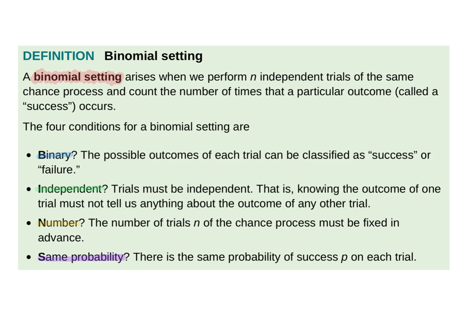The third condition is number. The number of trials n of the chance process must be fixed in advance. And lastly, S stands for same probability. There is the same probability of success p on each trial. So all 4 things must be met in order for it to be a binomial setting.